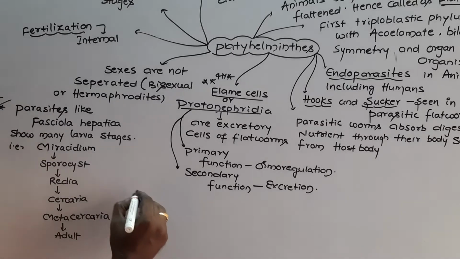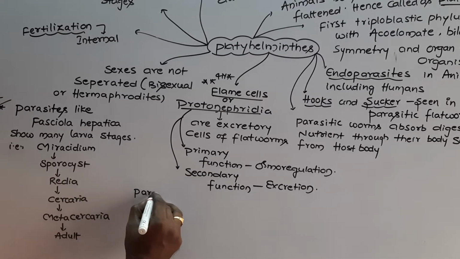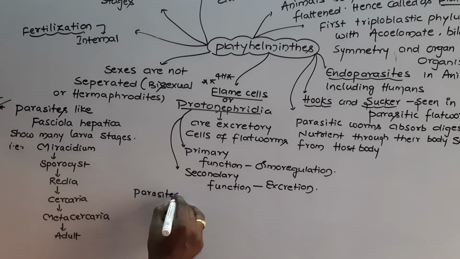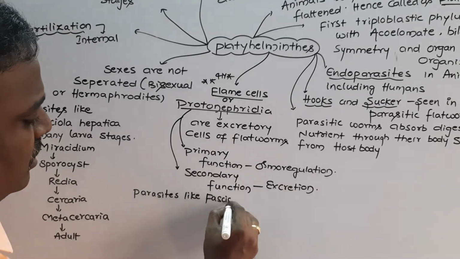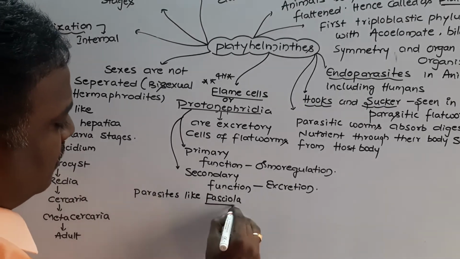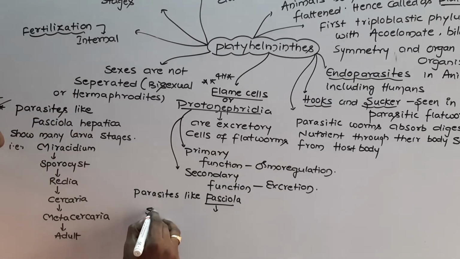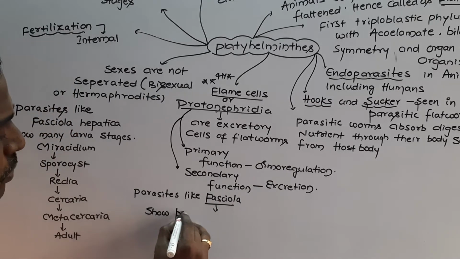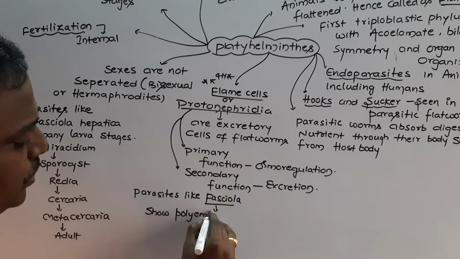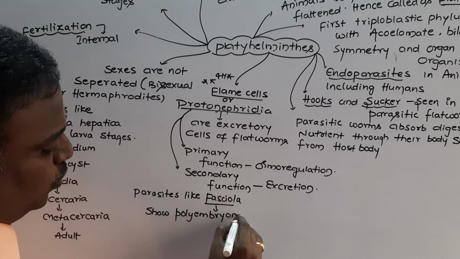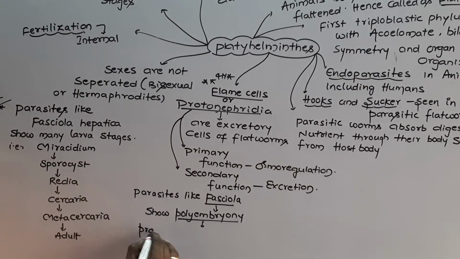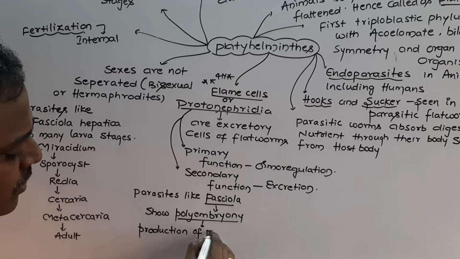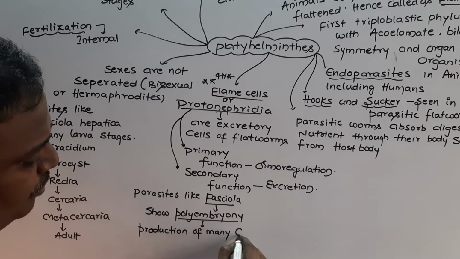And similarly, parasites like Fasciola, the same parasite, show a polyembryonic condition. Sir, what is polyembryonic condition? It is nothing but production of many embryos.